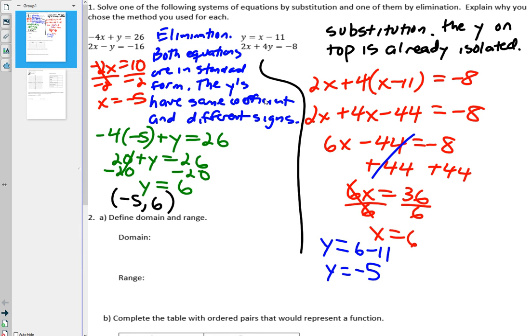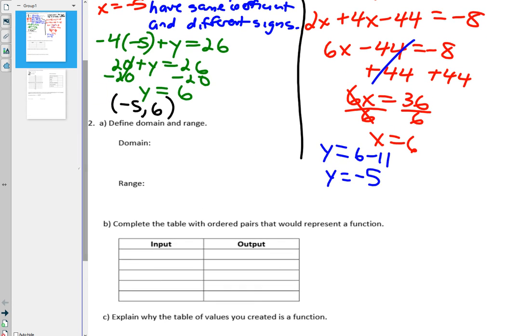And what's the ordered pair of this solution?